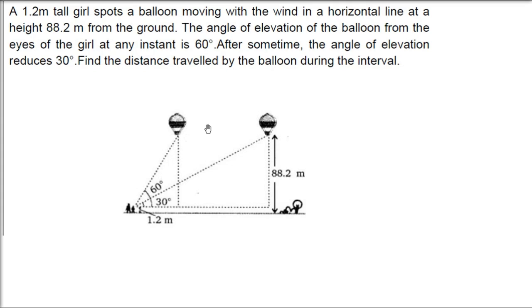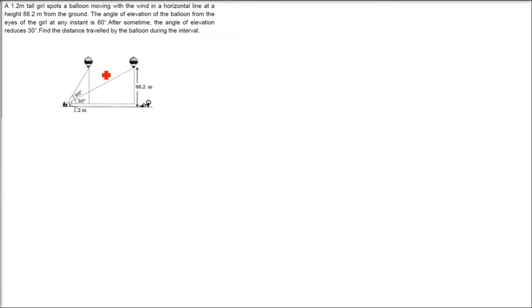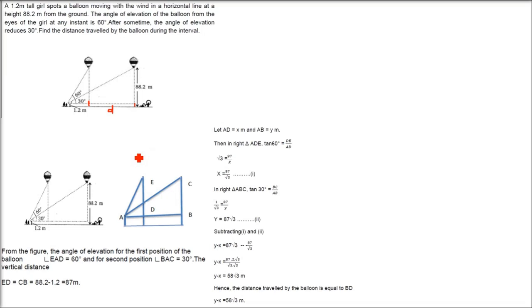And now this balloon moves. The angle becomes 30 degrees. It has gone there now, 30 degrees. So now find the distance traveled by the balloon during the interval. From this point to this point, this distance we have to find out, because how far it has moved. The solution is there in front of you, but let me tell you what we have to do.